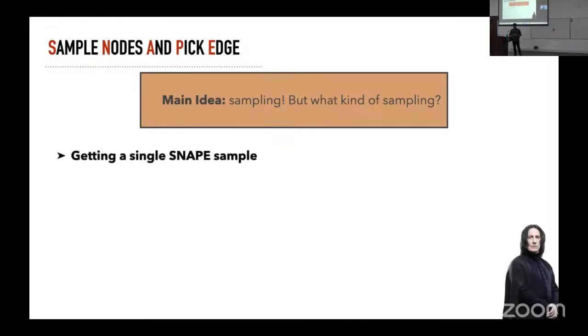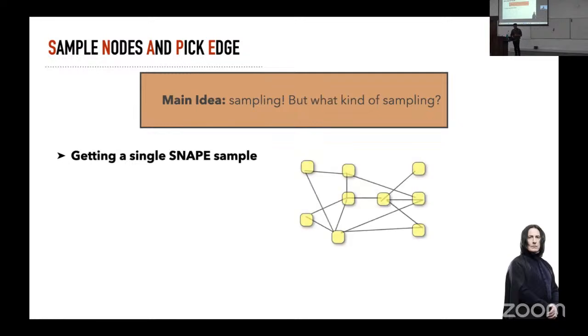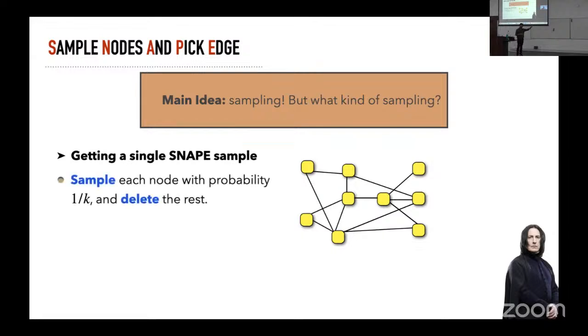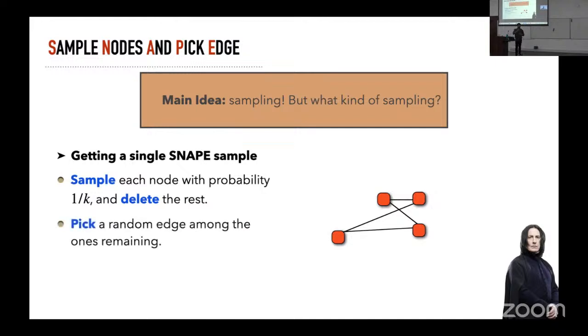What's the idea of Snape sampling? Here's how you get a single Snape sample. You have your graph. Remember, the assumption here is that you have some upper bound K that's given to you on the matching size. The way you get a sample is first you sample each node with probability 1/K, and you delete the rest of the graph. So let's say you have sampled all the nodes and you have these red vertices remaining. You get rid of the rest of the graph. And then out of all the edges that remain, you pick a random edge. So let's say you pick this edge. This is also random. So this two-step process gives you a single edge, and that's the result of a single Snape sample.